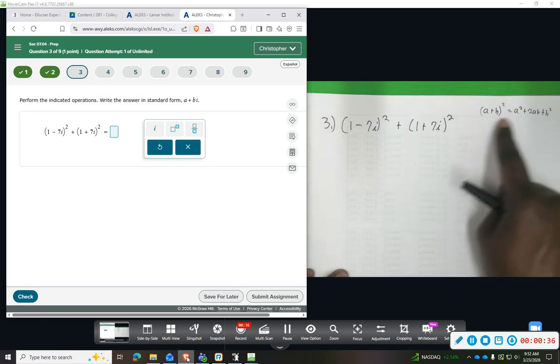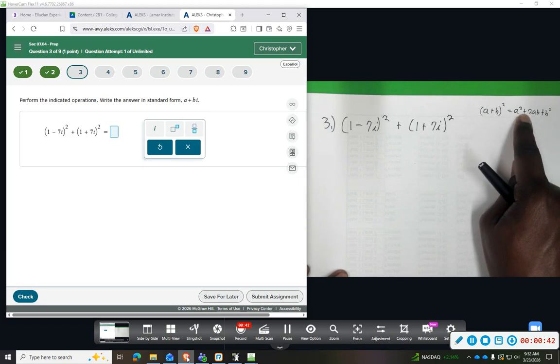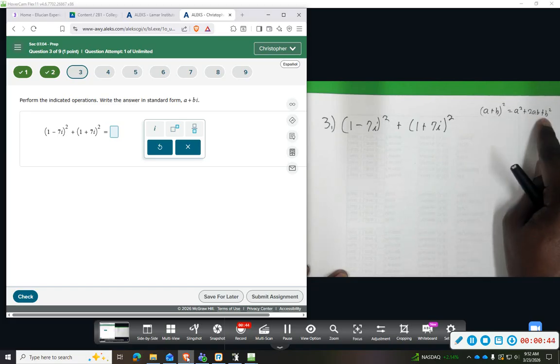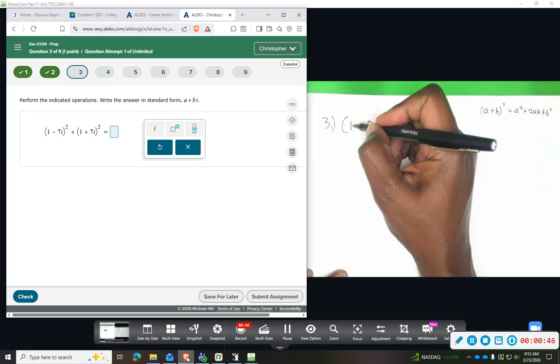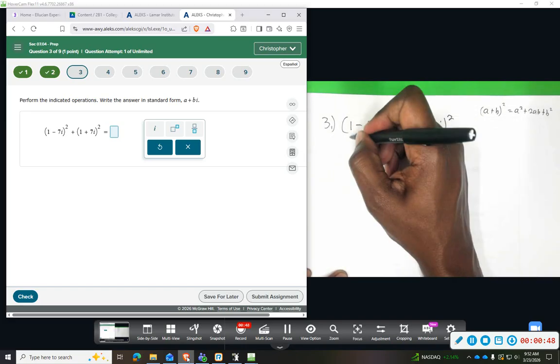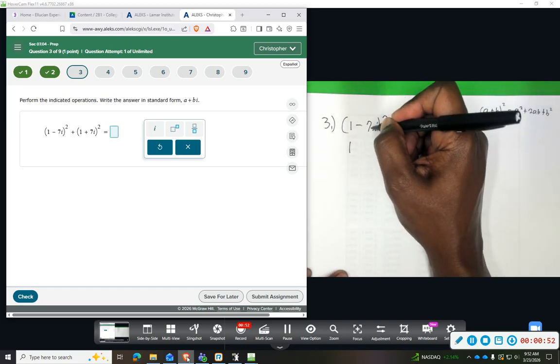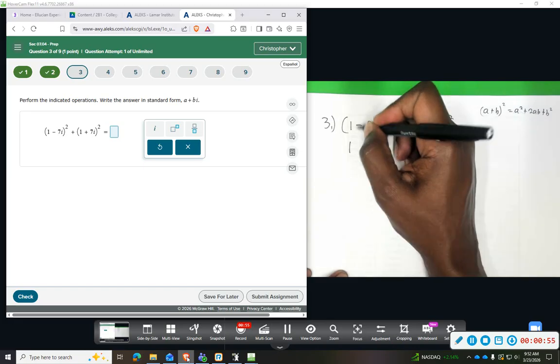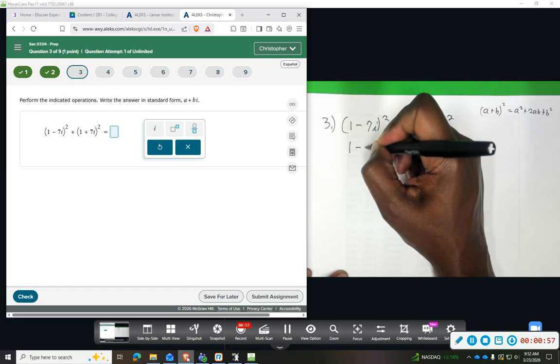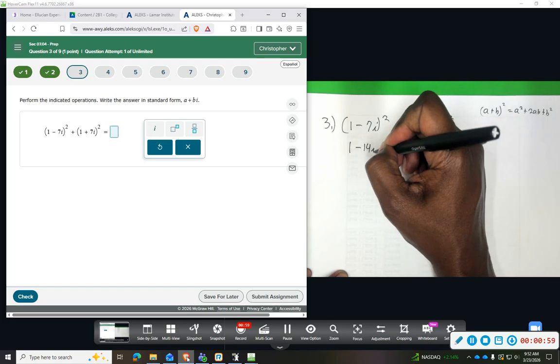Okay, so I'm going to just follow that pattern. When you multiply the 2, whatever the sign is, you'll keep that sign. So if it's minus, the second term will be minus. The last term will always be positive when you square it. So following that pattern, I'm going to square 1. 1 squared is going to be 1. 1 times 7 is going to be 7, but when you double it, you'll get 14. So since it's minus, we'll get a minus 14i.